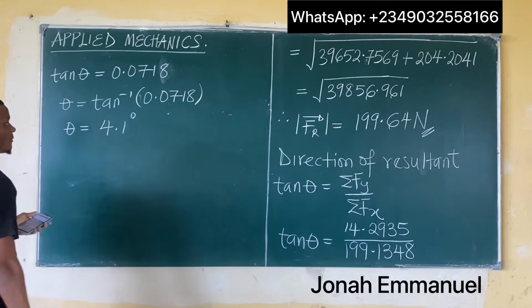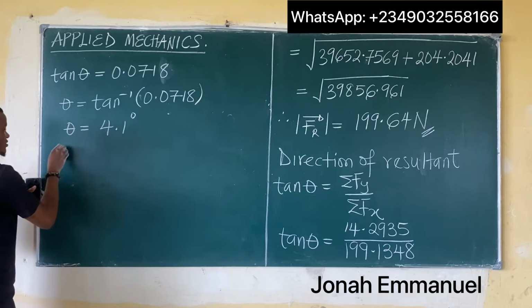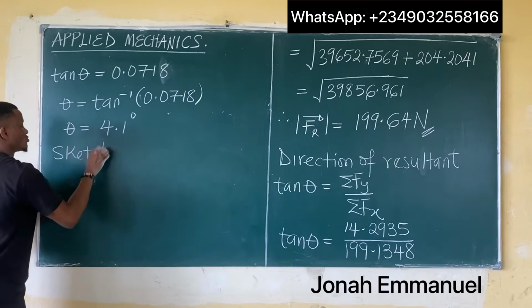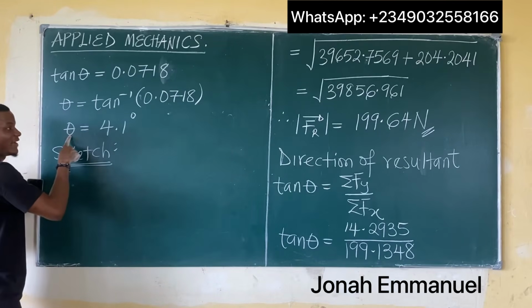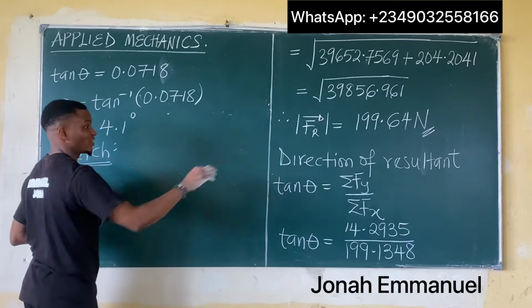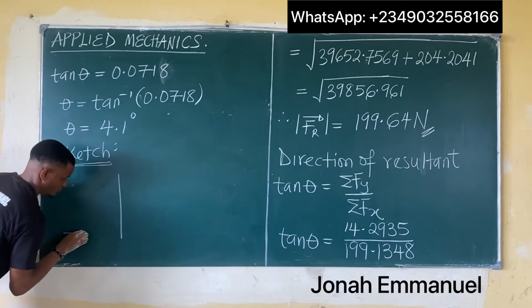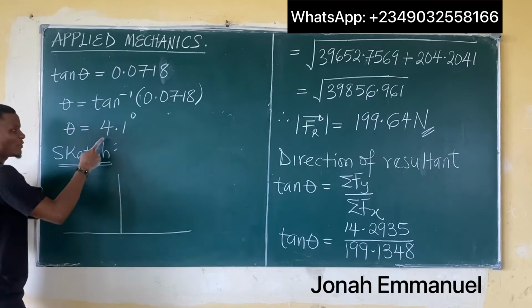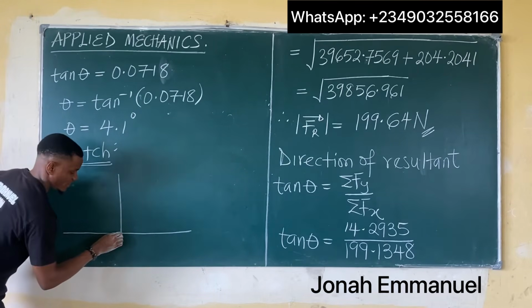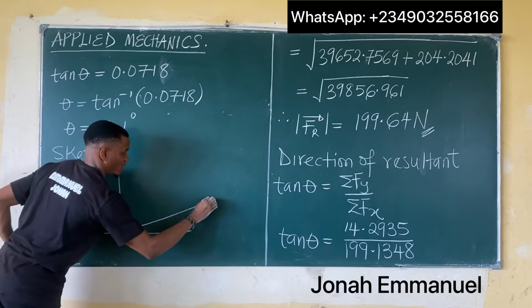So if I'm asked to sketch, or say draw the diagram, what will it be? This is a positive angle, so it means it is measured from the positive direction of x. So I'll have something of this manner. This is positive x. The angle is very small, so your 4 degrees is a very small angle. So perhaps this will work.